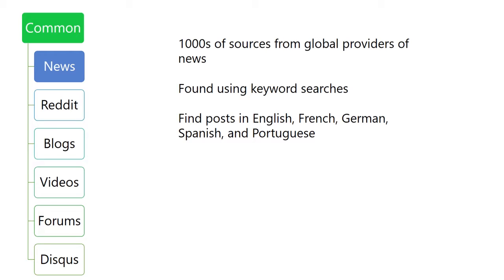First, our news sources. We have thousands and thousands of different sources available coming in from the global providers of news. We've got the keyword searches, as I had mentioned, and in news, we can select different languages for our post acquisition. We can choose English, French, German, Spanish, and Portuguese.